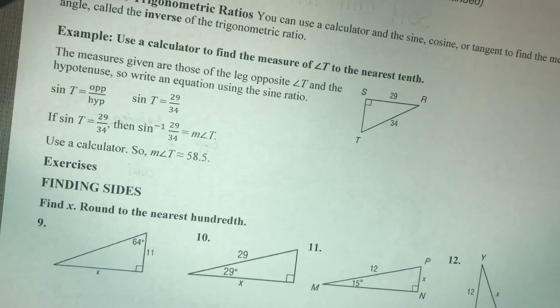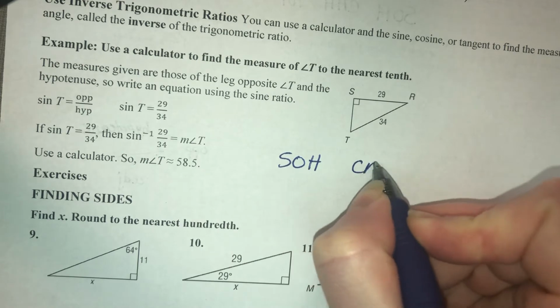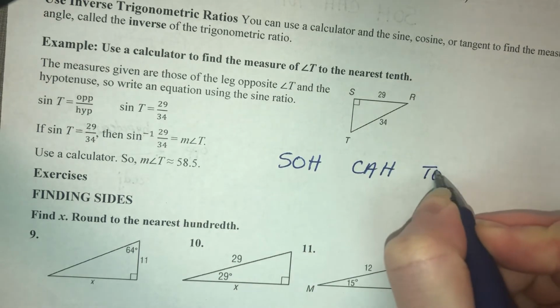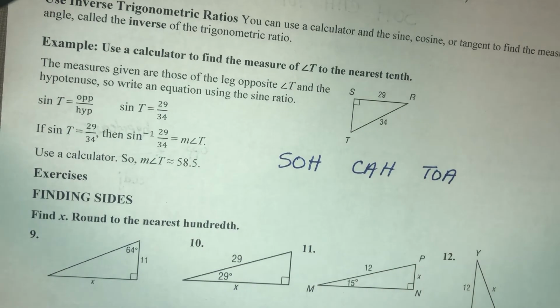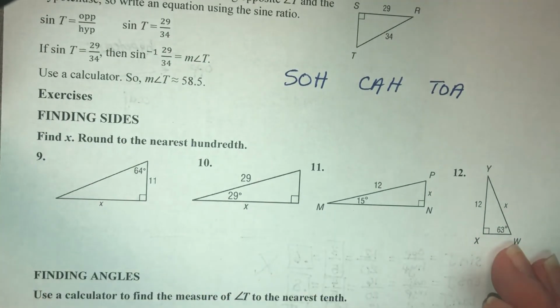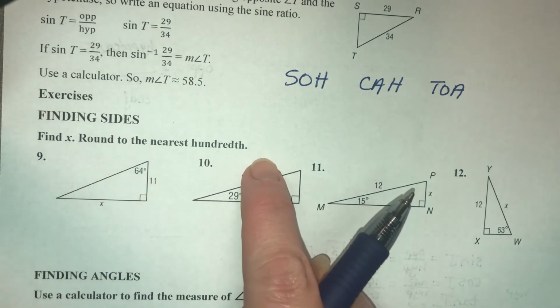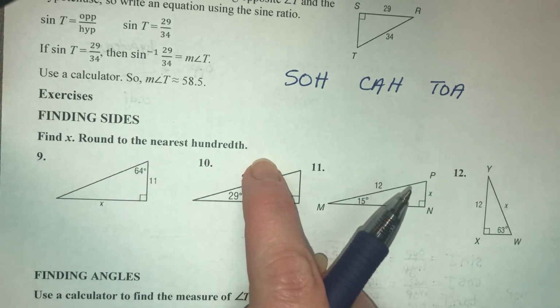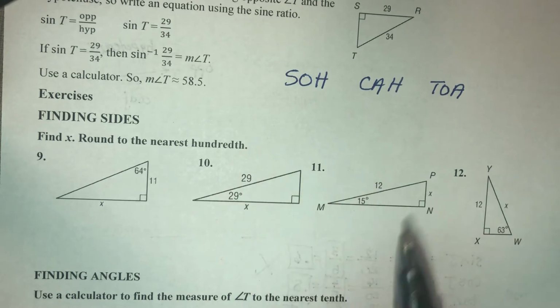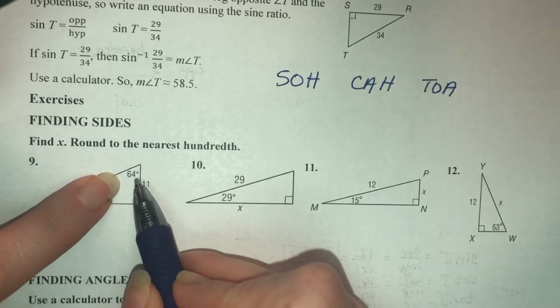We can use SOHCAHTOA to find missing sides on a triangle. And that's what we're going to do on these 4 problems. So it says find x, round to the nearest hundredth. Okay? So the first thing that we need to do is look from the angle that's marked. This one is 64 degrees.